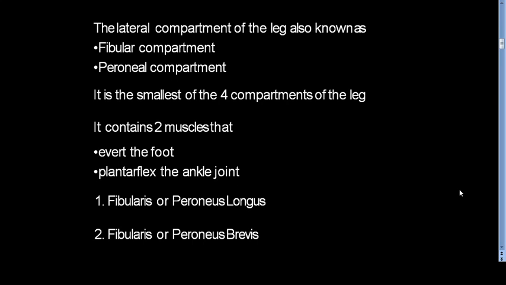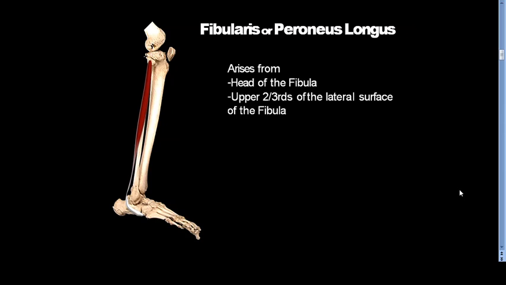Now, talking of the muscles individually, the peroneus longus and the peroneus brevis. As you can see in this picture, the peroneus longus takes origin from the head of the fibula and the upper two-thirds of the lateral surface of the fibula. So this is the origin of the peroneus longus muscle. This muscle is also called the fibularis longus, right?